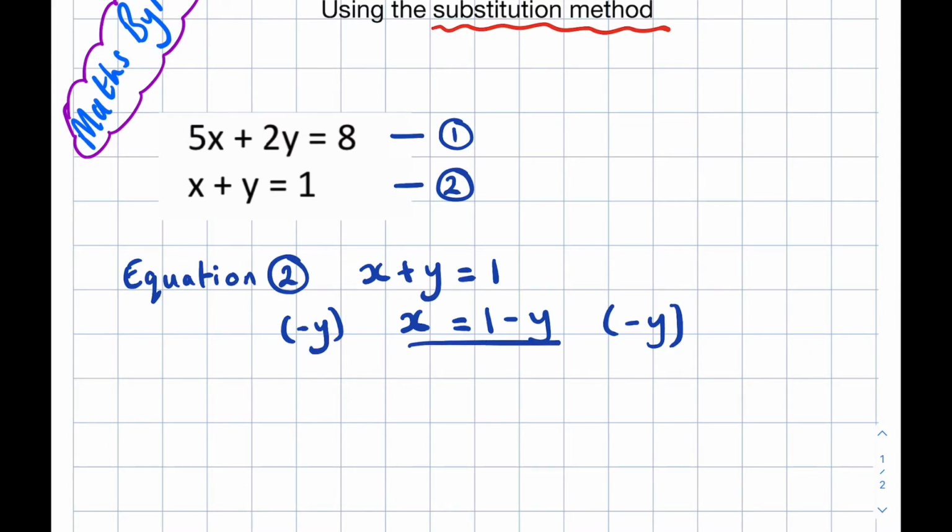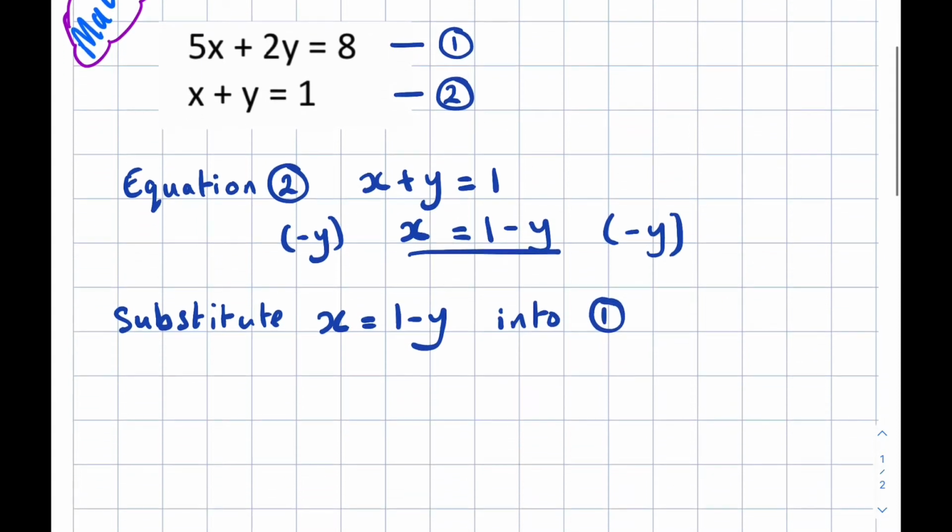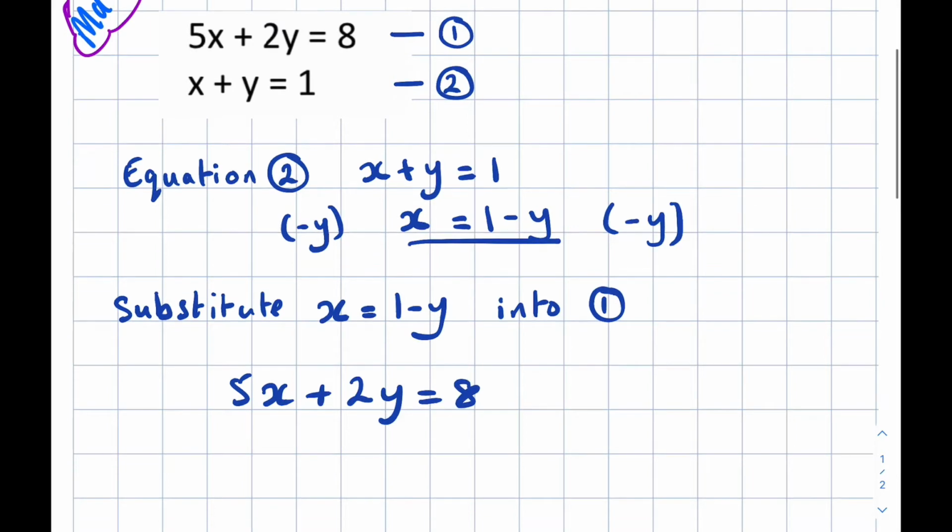What we can now do is substitute x equals 1 minus y into equation number 1, and let's see what happens once we do that. Currently it's 5x plus 2y equals 8. Let me just write that equation out. That's what we've got currently. We're going to substitute this equation and put it in place of this x. So let's see what we end up with.